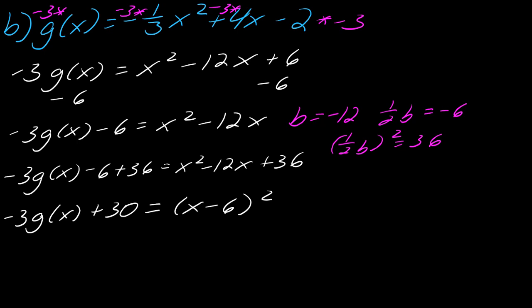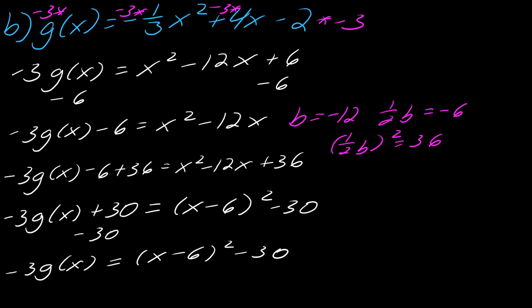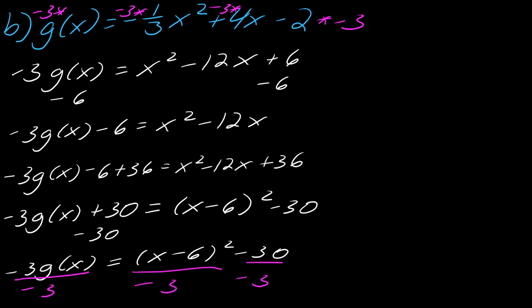And now I can go ahead and solve for g of x. So to do that, I'll subtract off the 30. So now I get -3 times g of x equals x minus 6 squared minus 30, and now I need to divide everything by -3. So I'll divide each part by -3 as shown. And once again, let me clear off a little bit of space so I can see the final answer. So now my final answer will be g of x equals negative 1/3 times x minus 6 squared plus 10.